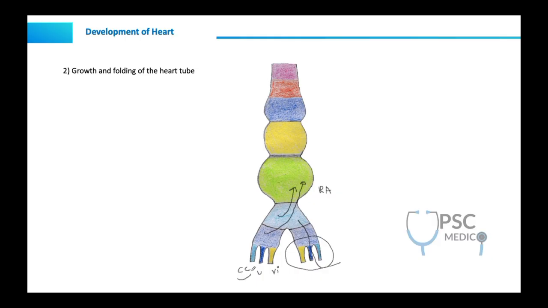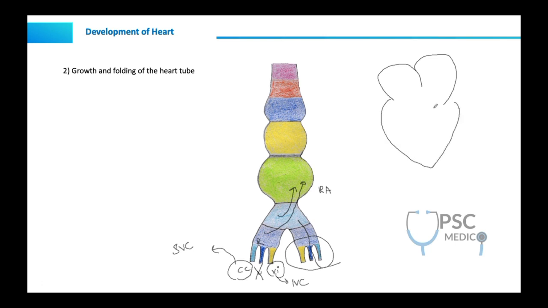The right common cardinal vein, because it is on the right side, forms a part of the superior vena cava. Right umbilical vein disappears, and the right vitelline vein forms a part of the inferior vena cava. Just imagine the heart. Now you will get a clear idea.